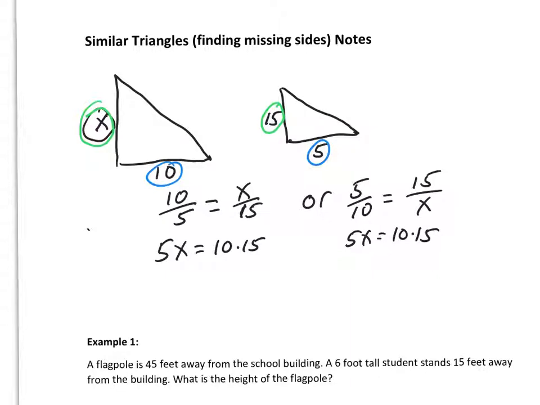So if we do the one on the left, we'll do 5x equals 150. Then divide both sides by 5. And we'll get x is equal to 30.